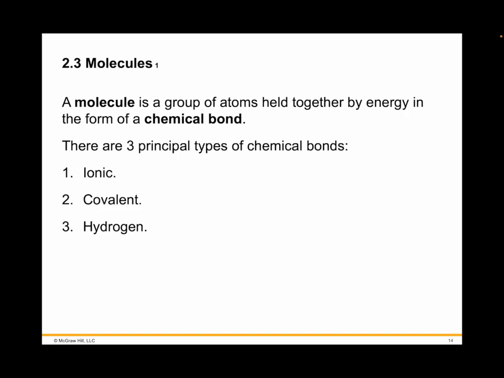A molecule is a group of atoms held together by energy. The energy acts as glue, ensuring that the various atoms stick to one another. The energy or force holding 2 atoms together is called a chemical bond. There are 3 principal kinds of chemical bonds: ionic bonds, where the force is generated by the attraction of oppositely charged ions; covalent bonds, where the force results from the sharing of electrons; and hydrogen bonds, where the force is generated by the attraction of opposite partial electric charges.